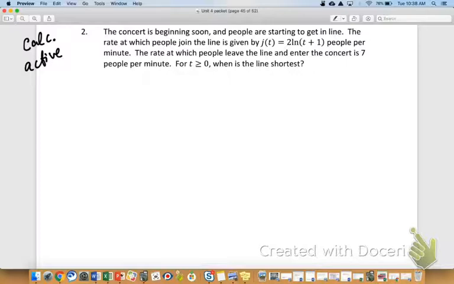This is calculator active. Don't be shy about using it. What kind of thing is J of T, Caitlin? What kind of thing is the other number? Why are you differentiating?